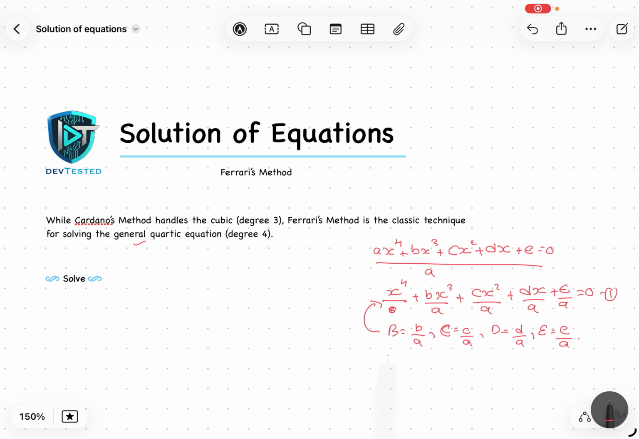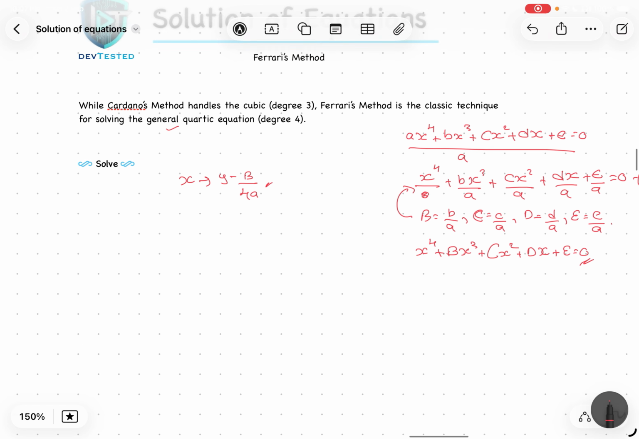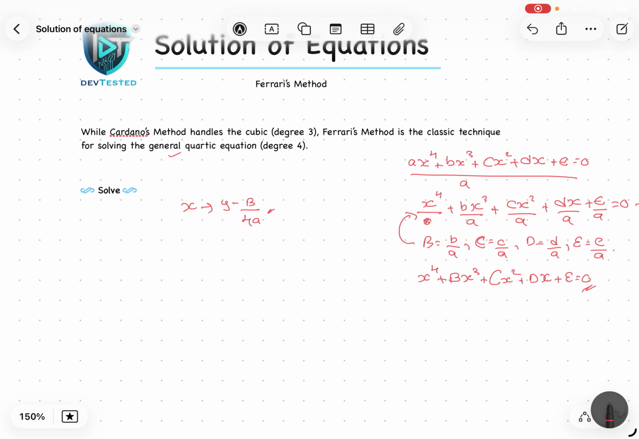If we substitute them in equation 1, we'll get x^4 + Bx^3 + Cx^2 + Dx + E = 0. So Ferrari's method tells us to replace x with y minus B by 4. Let's understand Ferrari's method by solving an example. That would be much easier.